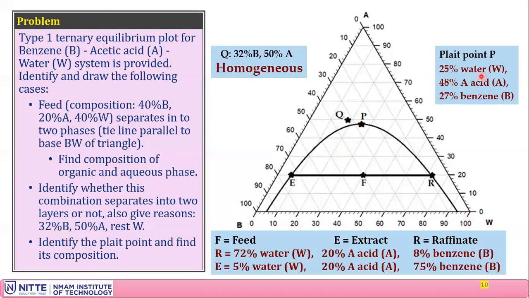So the rest must be benzene, 27%. Even if you don't look at it, just calculate 100 minus 25 minus 48, and 27% should be benzene. Otherwise, if you want to check it out, that is benzene moving from this direction, P value here like this. If you take this line, 27, somewhere about 27%, you get it. This is how we can use the binodal curve or ternary equilibrium curve.